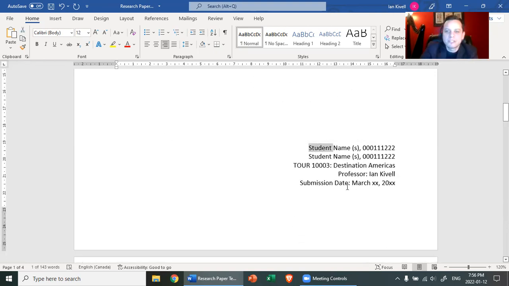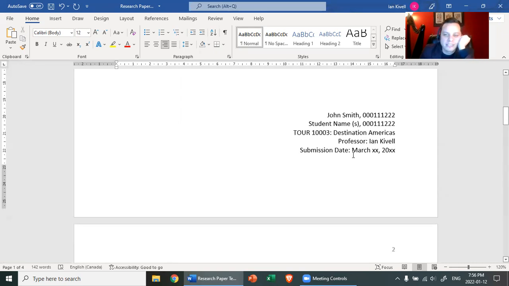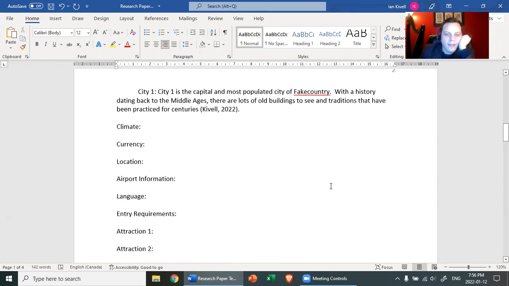Student name, make sure you put your name, not leave it as student name, take away the brackets, put your student number, et cetera. Here's an example of a quick informative description about a city. City 1 is the capital and most populated city of Fay Country. With the history dating back to the Middle Ages, there's lots of old buildings to see, traditions that have been practiced for centuries. It's not a quote, but it is specific information.